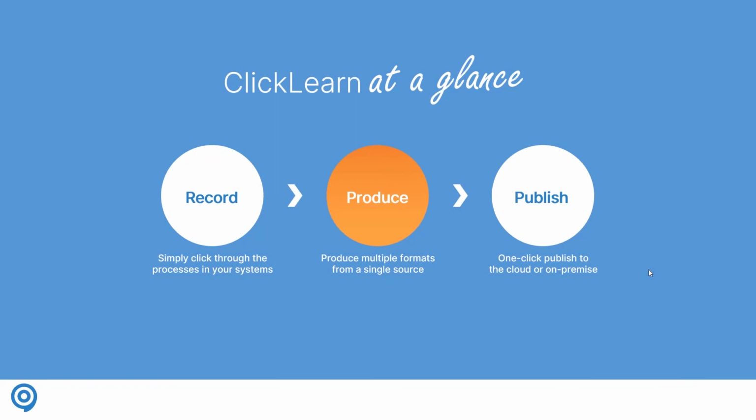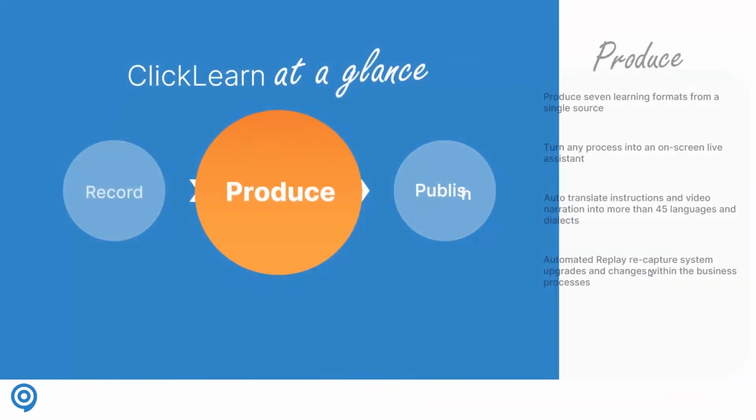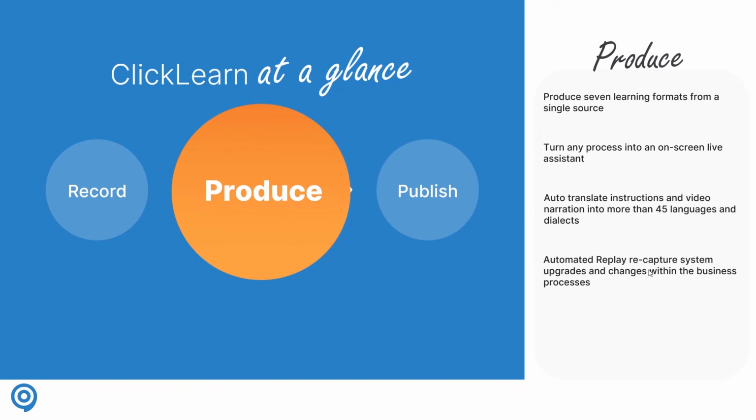When it comes to the produce part of ClickLearn, ClickLearn produces learning instructions in multiple formats. We actually deliver 7 different learning formats in a single source file. So we produce learning materials in Word, PowerPoint, PDF, HTML pages, and 3 different types of videos that you can either show or interact with live.